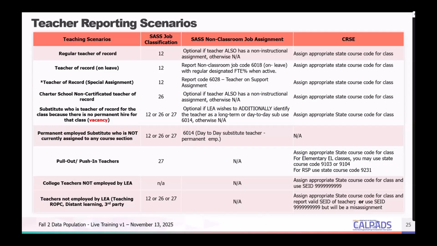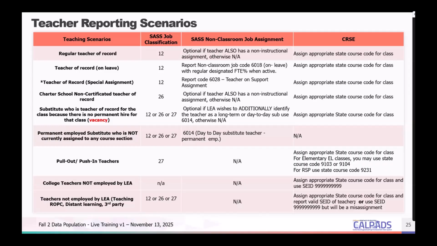Job class code 12, report non-classroom based support assignment code of 6018, employee on leave, and assign the appropriate state course code to the teacher on leave. And also you would report the designated FTE percentages from when the teacher was active. So you wouldn't report 0 for a teacher on leave. If the teacher was full-time, you would report 100% FTE.